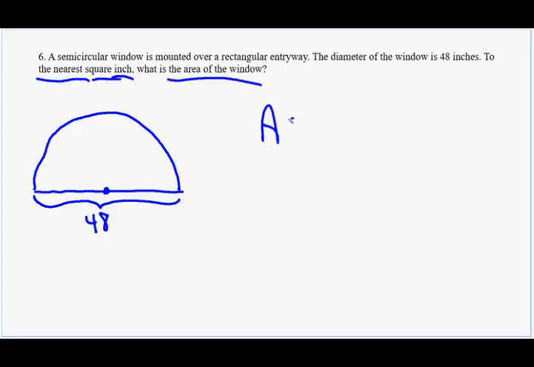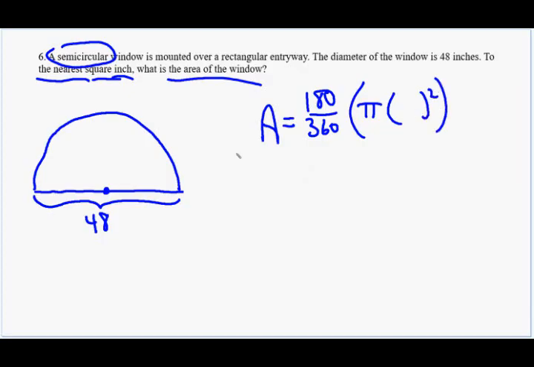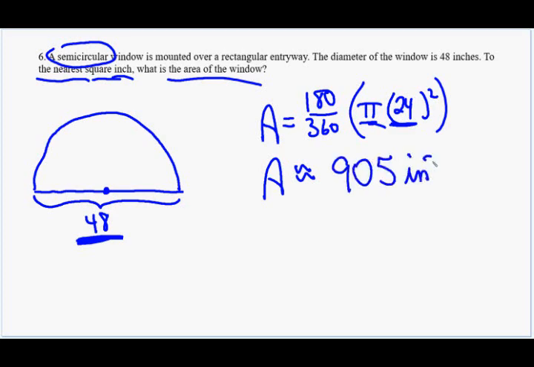Well, area, this is a semicircle. So that is 180 degrees out of 360. And then we're going to multiply that by our pi. Now we need our radius squared. This is the diameter, so we're going to cut that in half. 24 squared times pi multiplied by a half. The area of our window, and they do want it rounded to the nearest square inch, is going to give us about 905 inches squared.